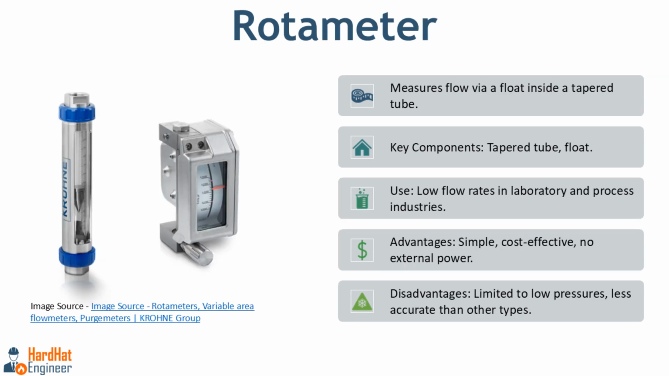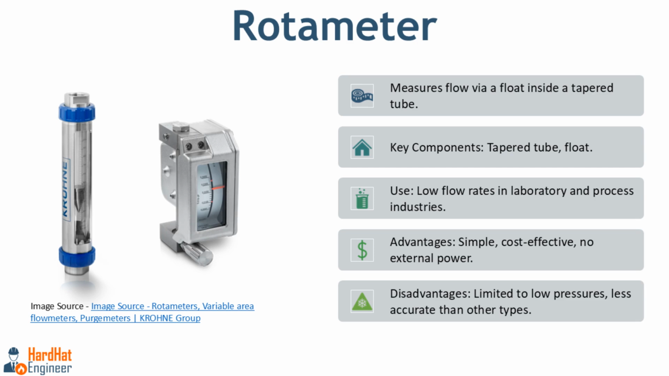What is the rotometer? By far the most simple flow measuring instrument is the rotometer, also known as variable area flow meter. It measures flow by using a float inside a vertically tapered tube. As fluid flows upward through the tube, it lifts the float. The float stabilizes at a point where the upward force of the fluid equals the weight of the float, and this position indicates the flow rate, as you can see here in the image.